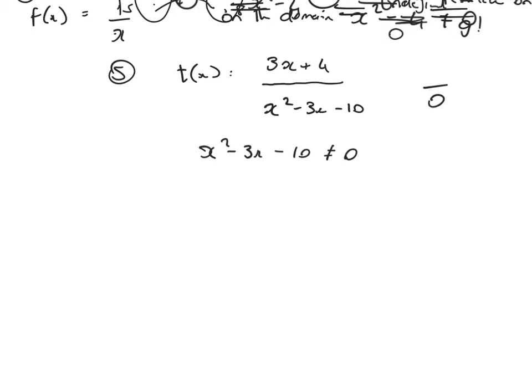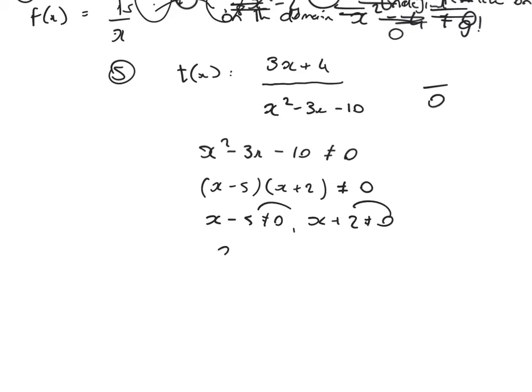Now this is just simple National 5 factorising. Two numbers that multiply give minus 10, add together give minus 3. Well, that's minus 5 and plus 2. Minus 5 plus 2 is minus 3, and minus 5 times 2 is minus 10, cannot be 0. Now that means this can't be 0 and that can't be 0, so x minus 5 cannot be 0, x plus 2 cannot be 0, bring them over, change their sign, x cannot be 5, and x cannot be minus 2, final answer.